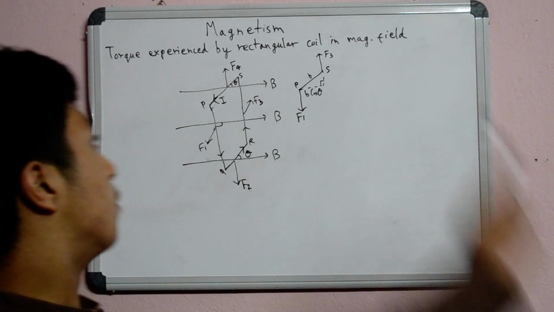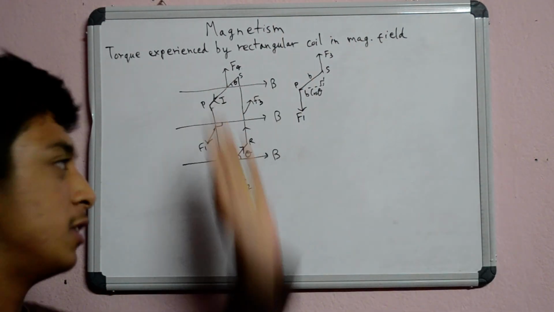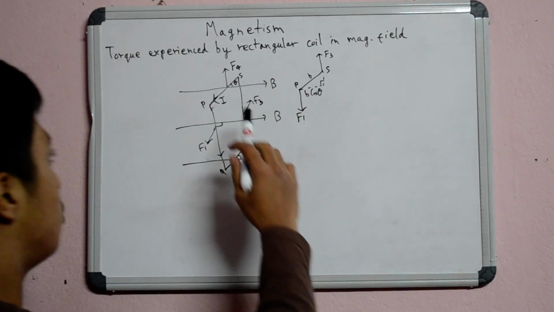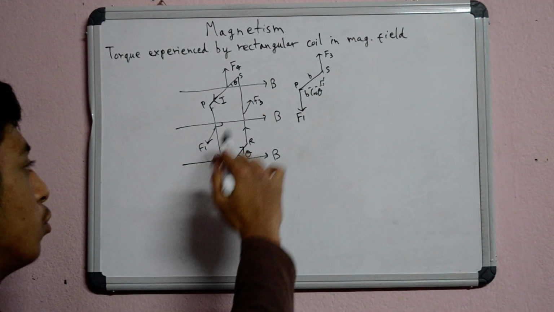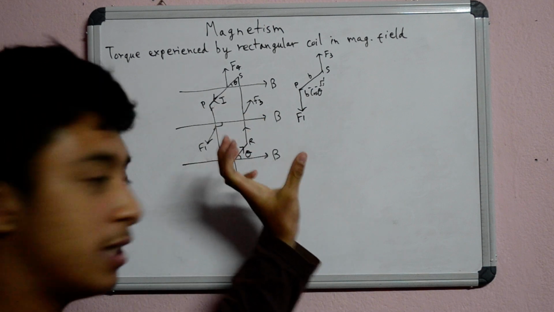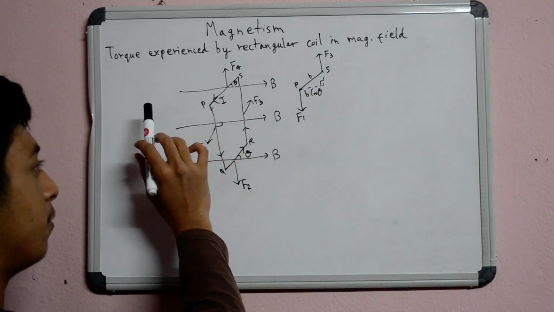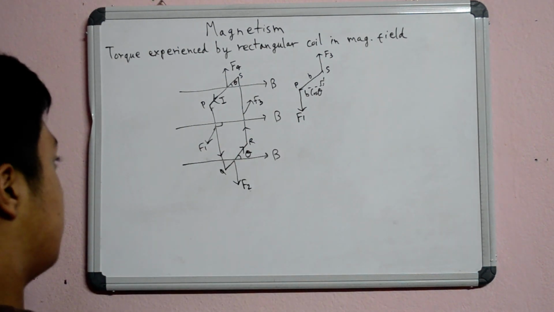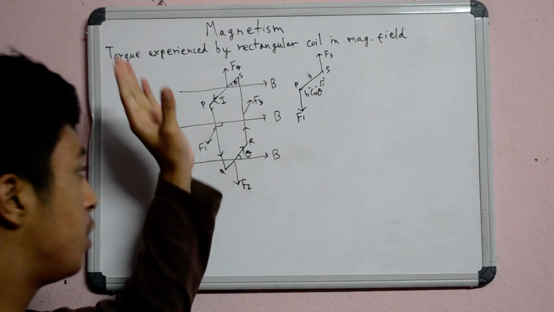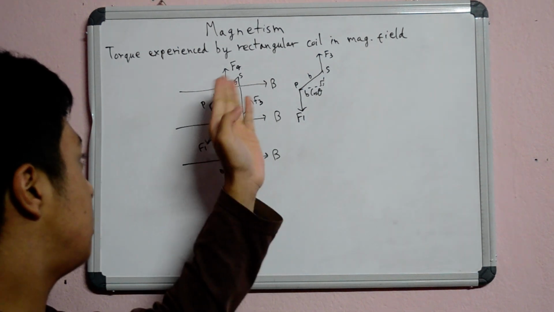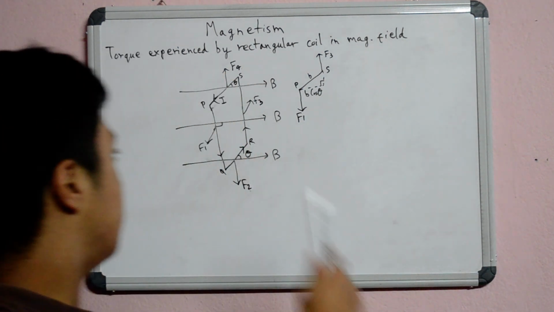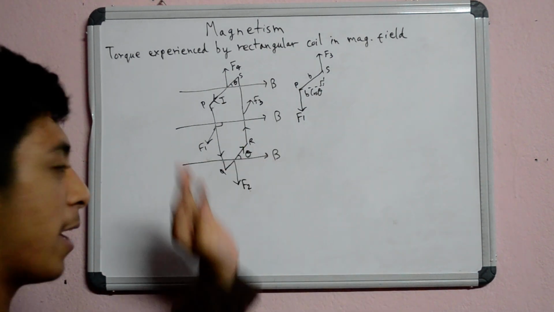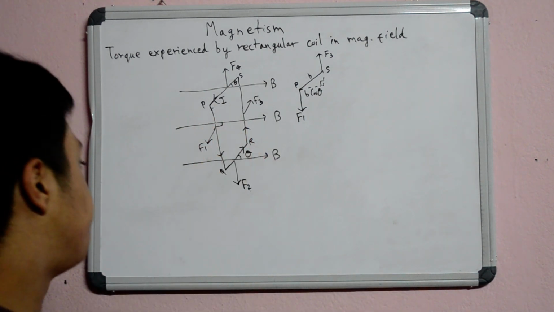Hello everyone, welcome to Magnetism, torque experienced by a rectangular coil in magnetic field. Now, let's say we have a rectangular coil PQRS at an instant like this and magnetic field lines going like this. Now, there are four arms, namely PQ, QR, RS and SP, and they have forces acting upon each of them due to the magnetic field and the current.